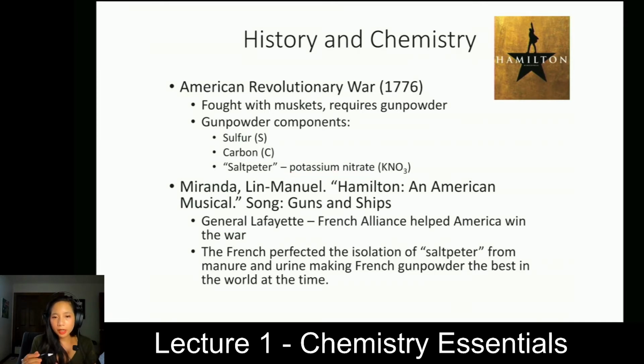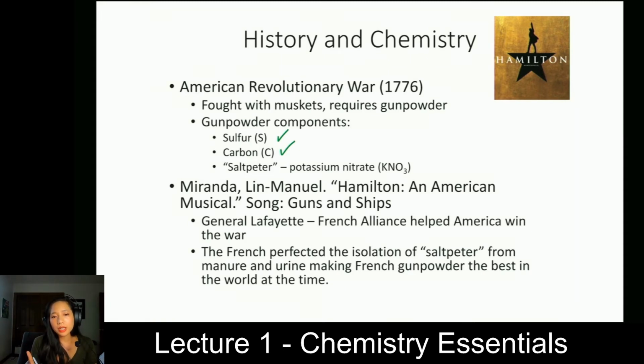So a little bit about these three components. Sulfur was very easy to find. There were huge sulfur deposits in Italy. You could heat rocks really, really hot and actually get pure sulfur to sublime out. Carbon, also easy to find. That's coal. Right? Pure carbon, or semi-pure carbon is coal.